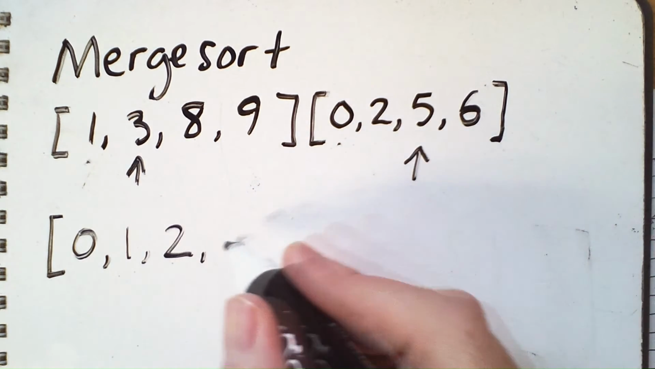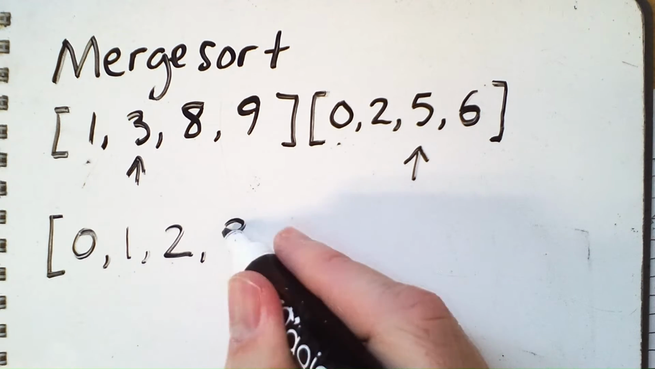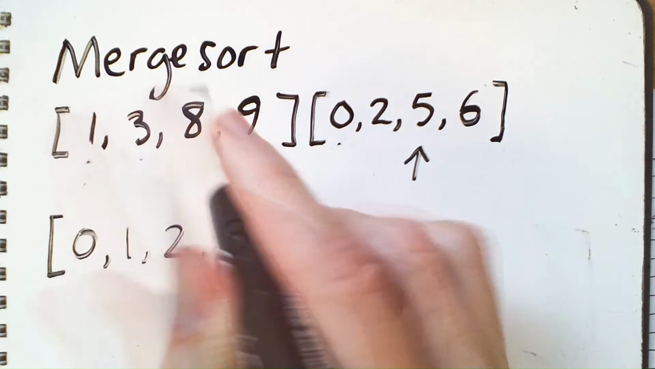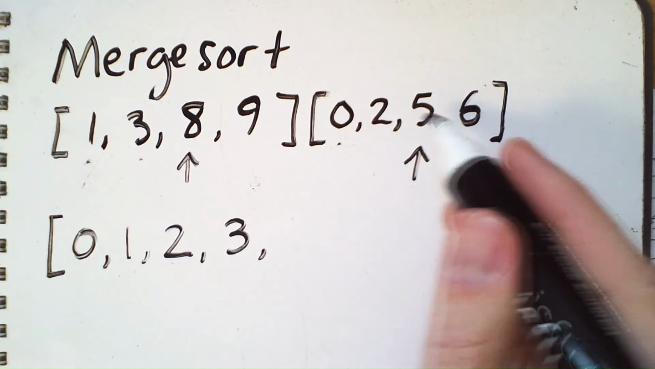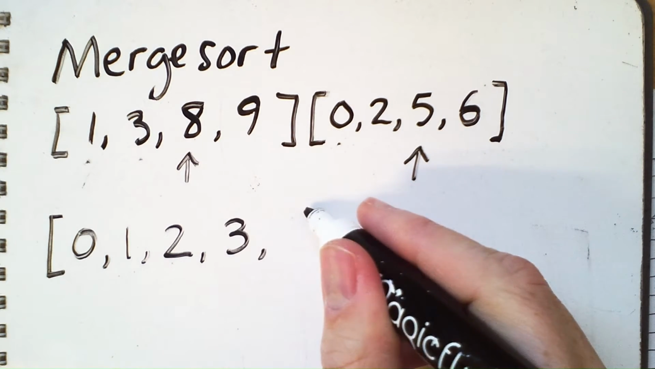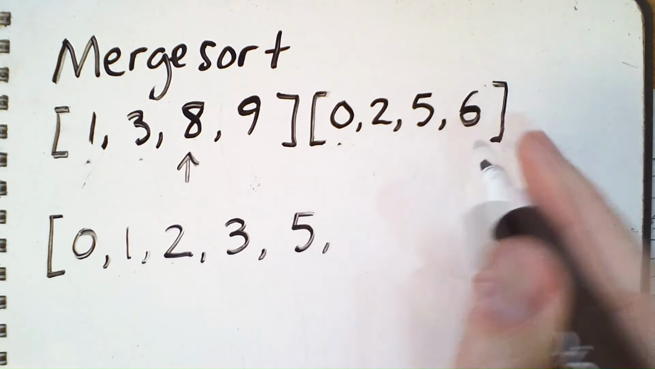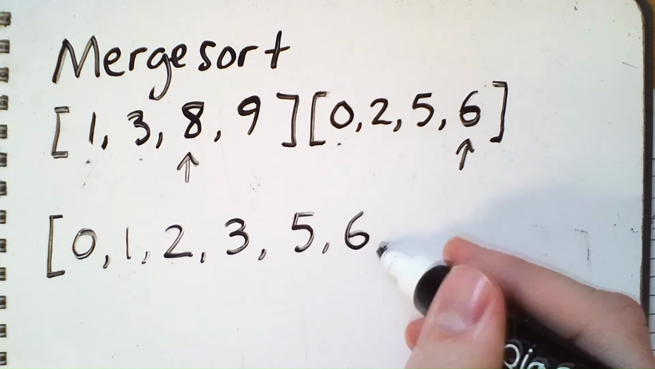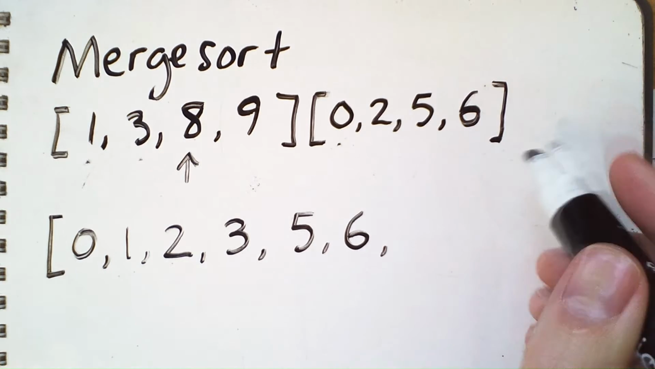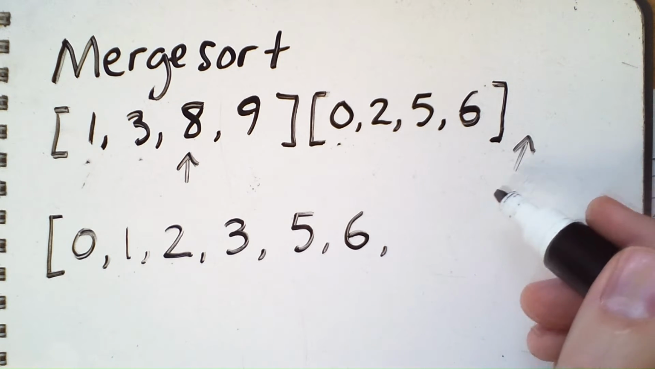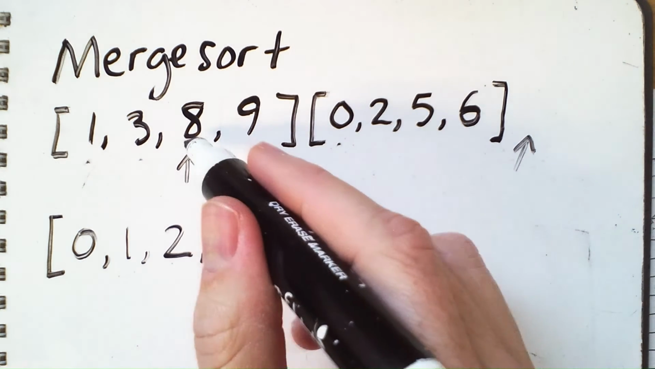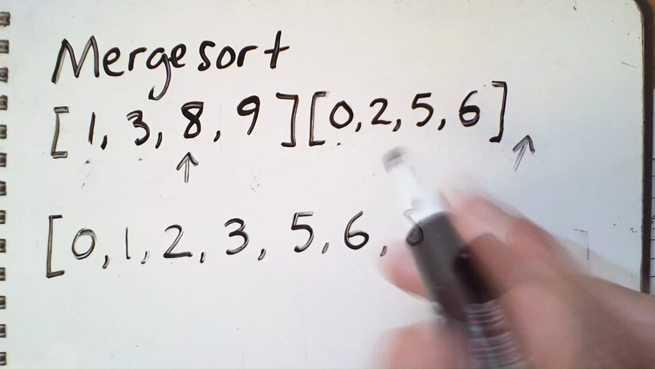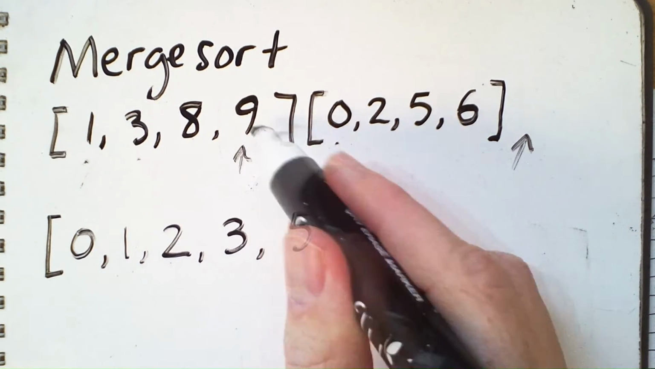Compare the 3 and the 5. So the 3 comes next. This advances. 5 and 8, we get the 5. 8 and 6, we get the 6. And now this is out of bounds. So we know that the rest will come from here. We get the 8 and then the 9.